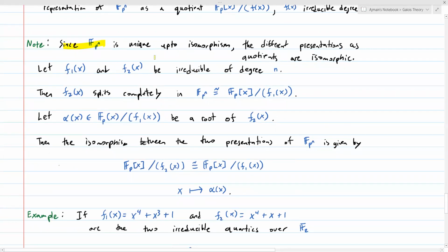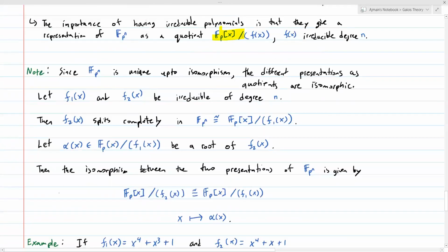All right. Now, this is a note about the isomorphism of different presentations of these finite fields as quotients of this polynomial ring by this irreducible polynomial. Since there is a unique finite field of p to the n elements, for this specific cardinality, there's a unique finite field of that cardinality. Any two of these presentations where you have distinct irreducible polynomials are isomorphic because they represent the same finite field. So two different presentations are isomorphic.